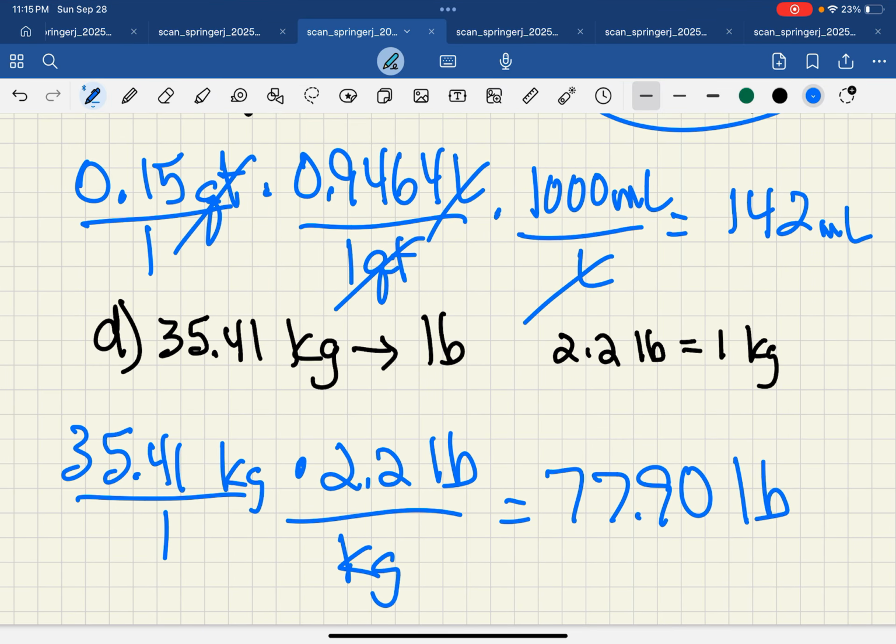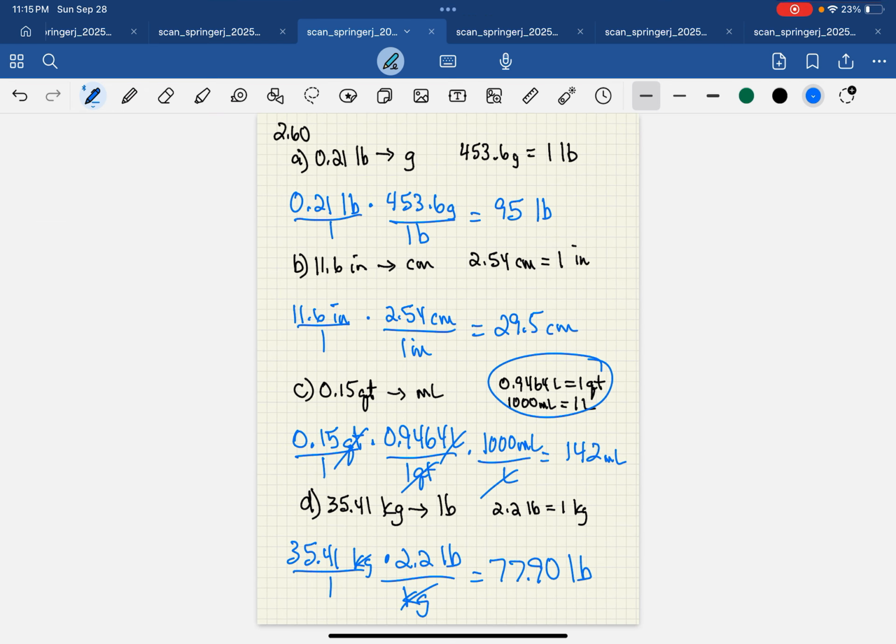35.41 kilograms times 2.2 pounds is 1 kilogram. I get 77.90 pounds. Hopefully those match you. If not, maybe I did something wrong, but hopefully not.